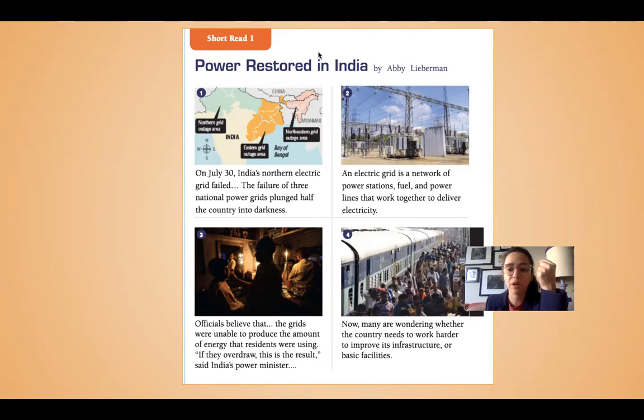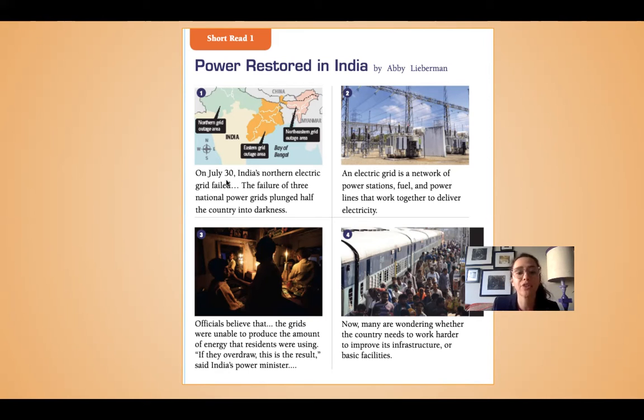Who remembers what a noun is? Who can tell me? Yes, that's exactly right. A noun is a person, a place, or a thing. So I need to pay attention to words that end in S. I first need to find, is this a noun? For example, India's, this is an apostrophe S, so that's not what I'm looking for. I'm looking for a noun first, and then we're going to see how it is changed in the text.